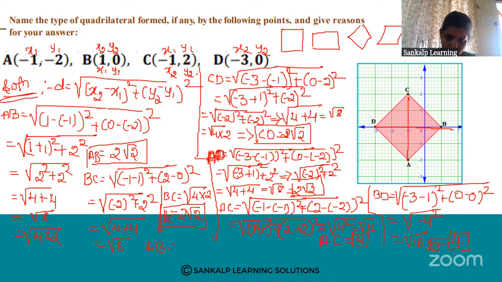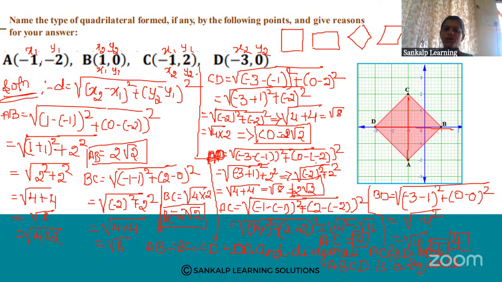AB is equal to BC is equal to CD is equal to DA. Okay, why? Because all sides are equal. That is AB is equal to BC is equal to CD is equal to DA, and diagonals AC and BD are equal. So for that, ABCD is a square. Okay.